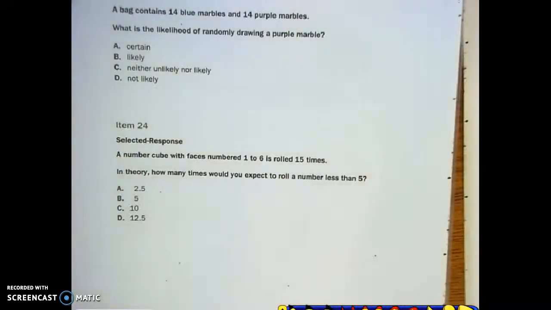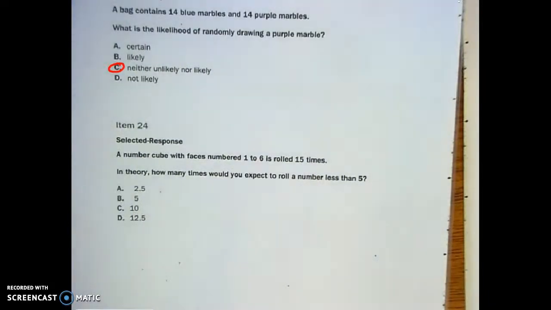What is the likelihood of randomly drawing a purple marble if a bag contains 14 blue and 14 purple? It is neither likely or unlikely. It is as likely to pick purple as it is to pick blue.